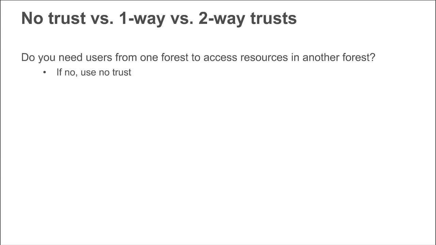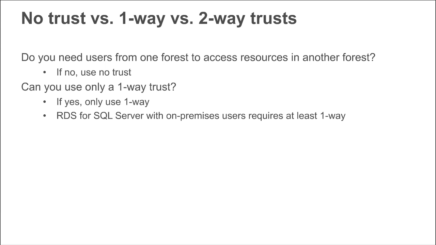Now, you need to decide whether you need to have a trust, or have a one-way or a two-way. And the bottom line is that if you don't have a need for any of the users from one forest to access resources in another forest, then there's no reason to have a trust, and don't set one up. If you have a need, let's say that you're using RDS SQL Server in the cloud and you want it to work with your on-premises Active Directory user identities, then you would create a one-way trust from the Active Directory in the cloud to your on-premises directory.